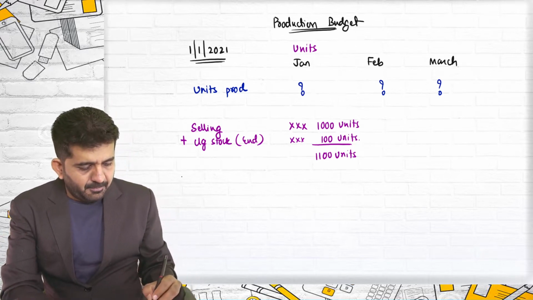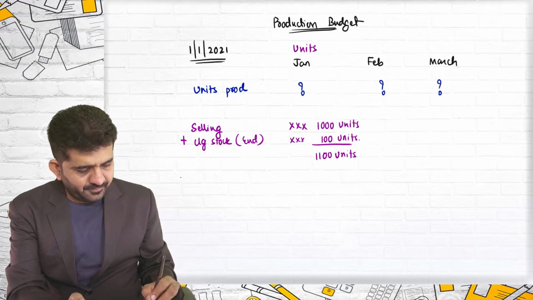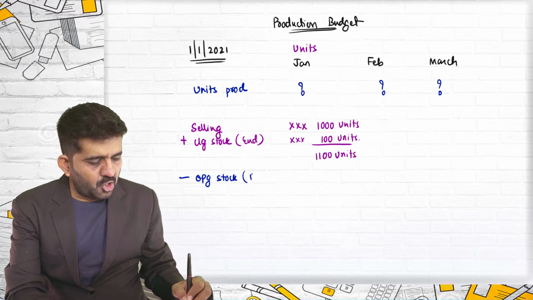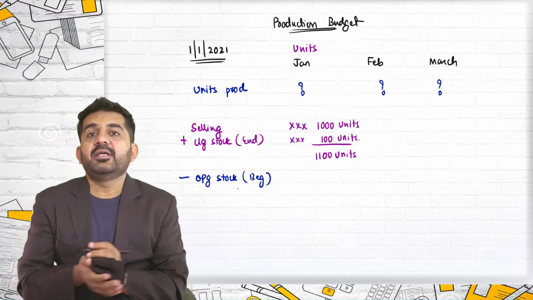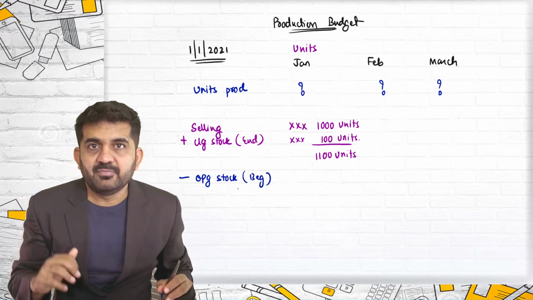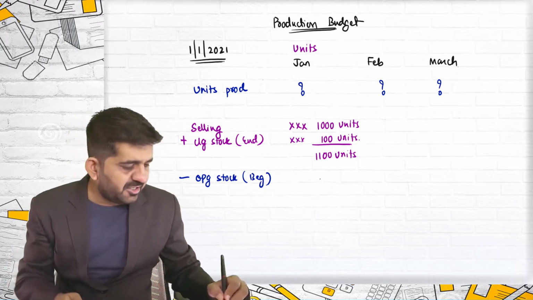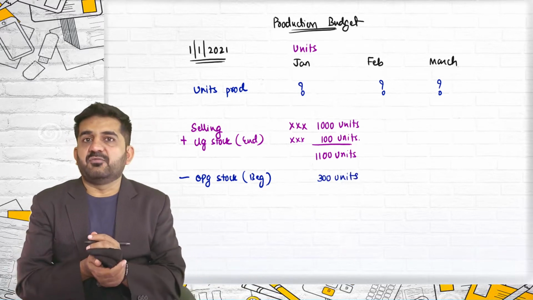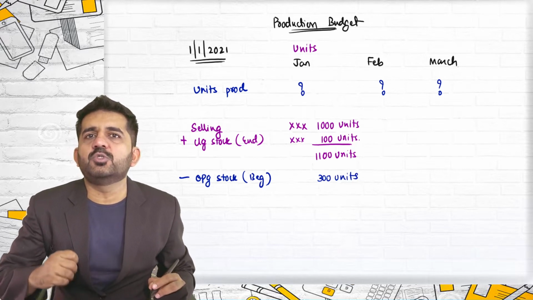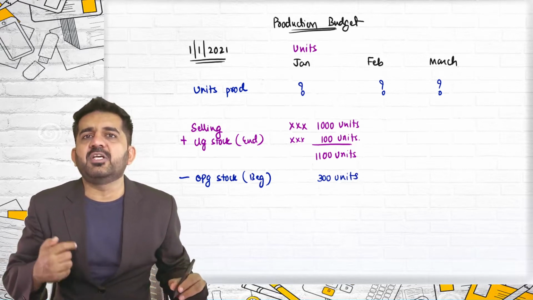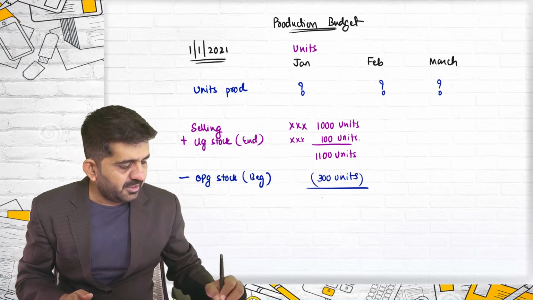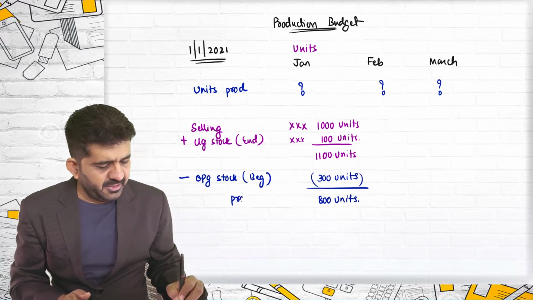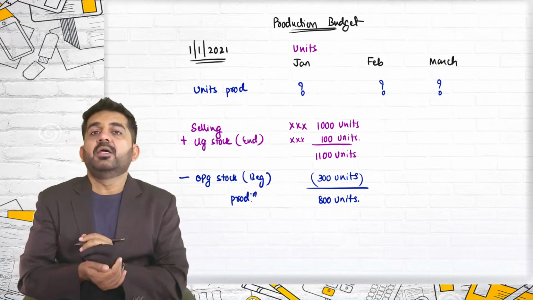But I might already have some stock at the beginning of January. Say I am already having 300 units of stock at the beginning of January. So out of 1100, I already have a stock of 300. I'll be ultimately manufacturing how many units? 800 units. This will be my production.